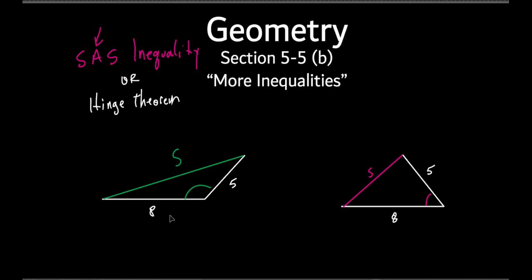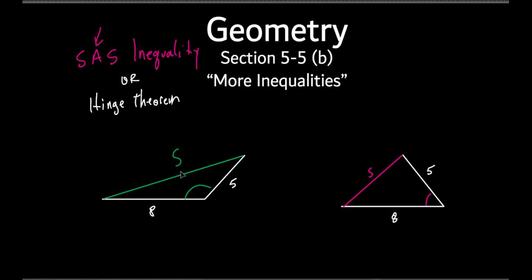Now watch. What do they tell you? They tell you this is 8 and 5. They tell you that's 8 and 5. And they tell you that this side, this green one, is bigger than the pink one. So what do you think we can conclude from that information about these two opposite angles? If this is a bigger side, then this has to be a what? A bigger angle. Very good. I got somebody on board. Everybody with me?